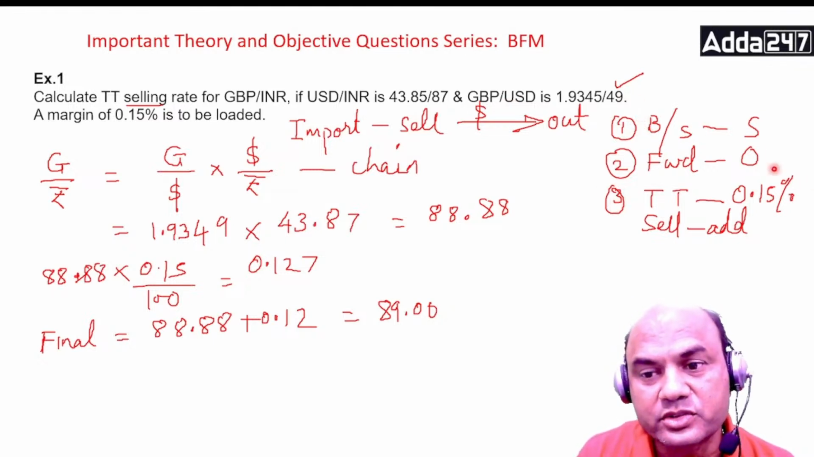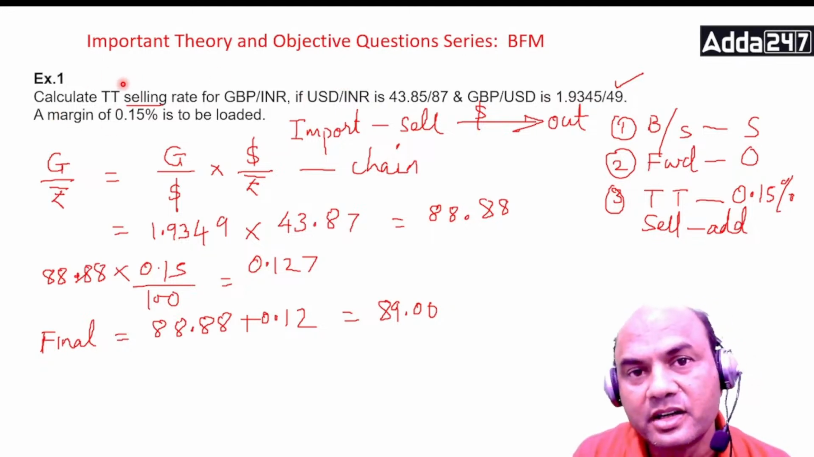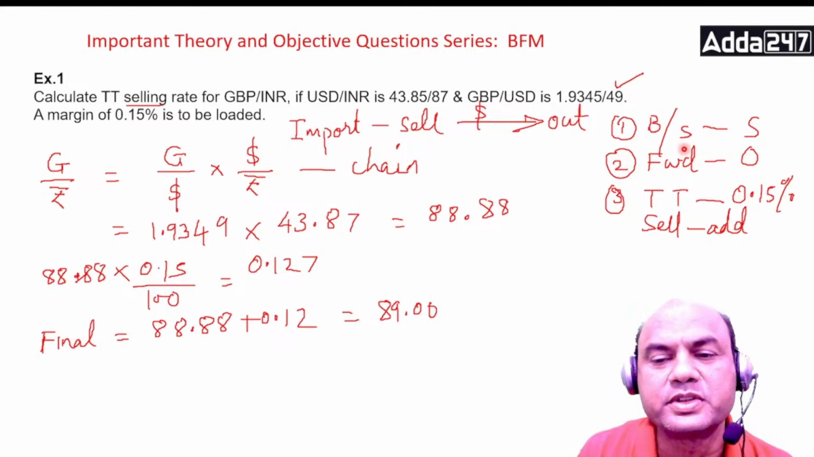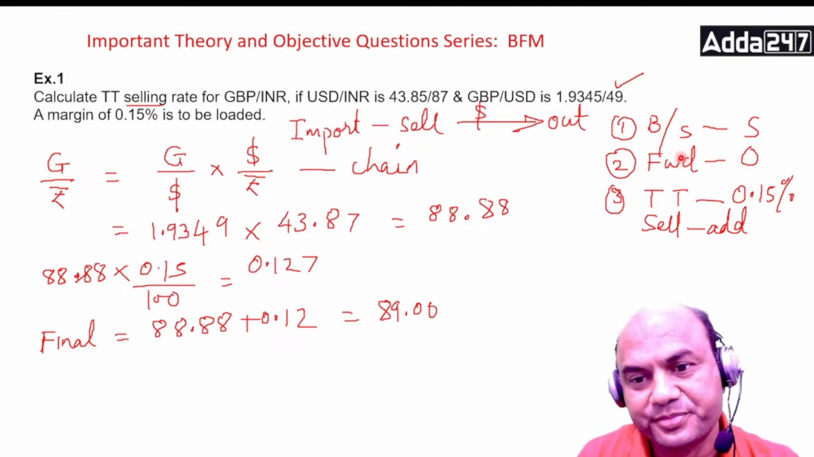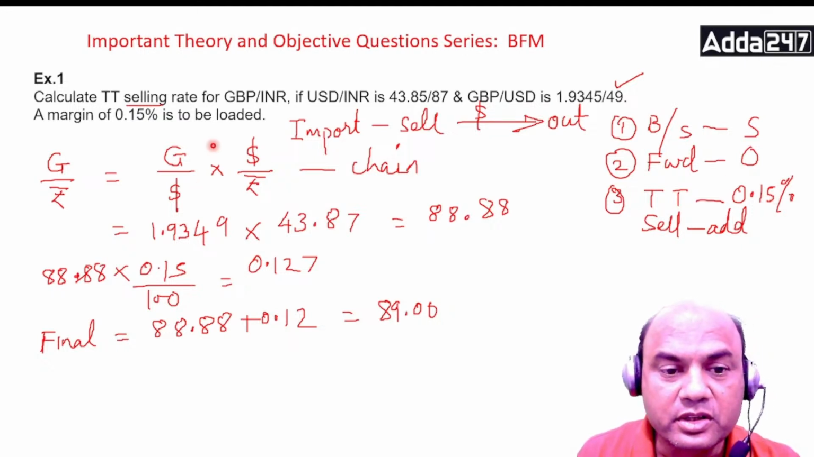So now it is selling, so sell. Forward point is 0. Why? Because it is a TT transaction. Telegraphic means 0. Forward points are always there in the bill rate. TT margin is given as 0.15.